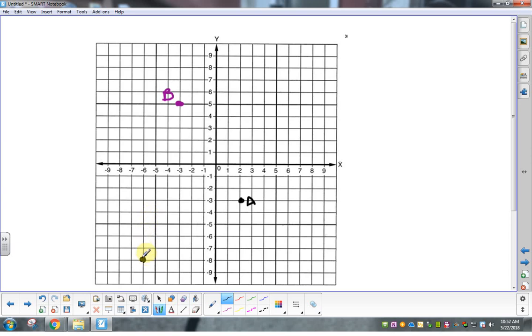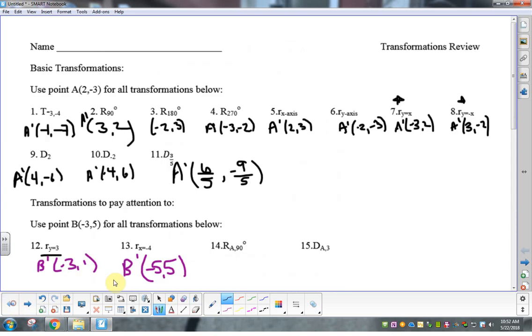So it's the same process as a rotation of 90 around the origin. It just so happens that I'm using A as my origin instead of 0, 0. That's kind of what it's like. So that's at -6, -8. So B prime is -6, -8.